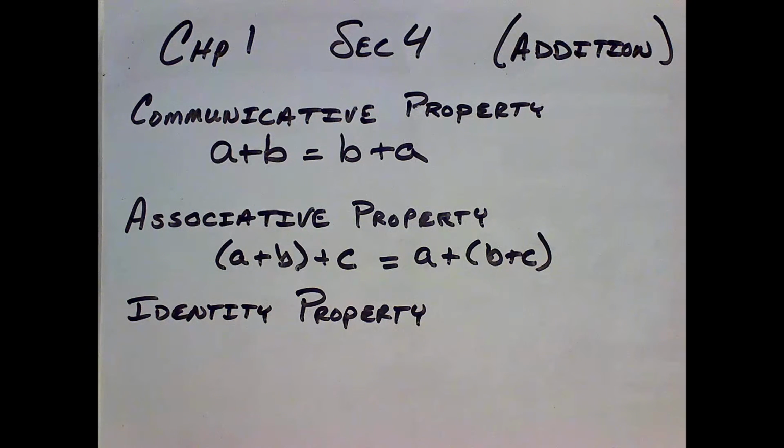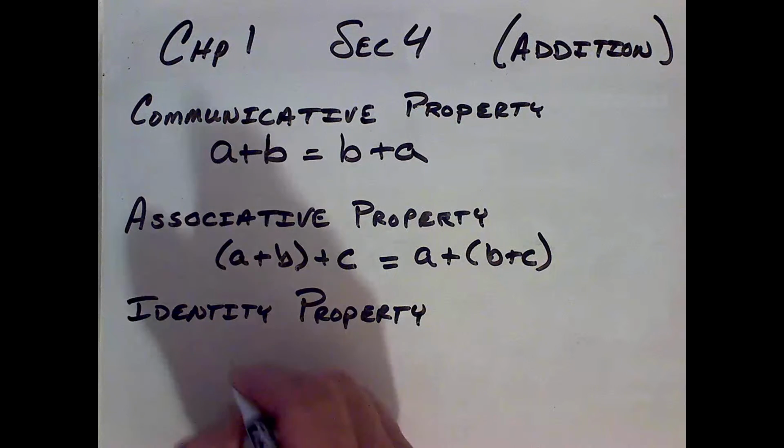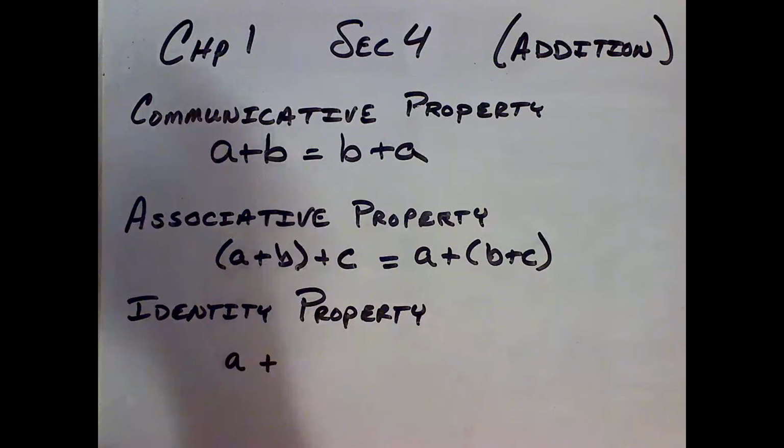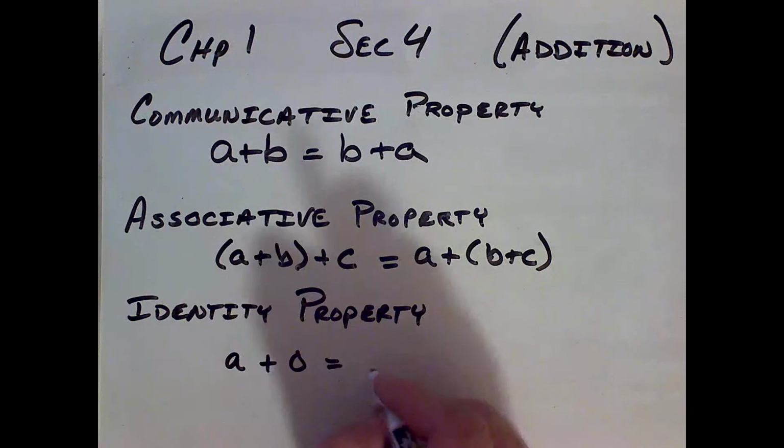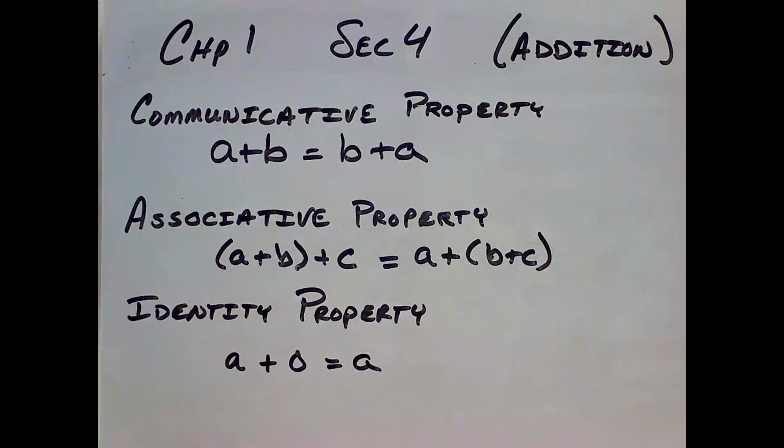Then there's the identity property. The identity property says this: A plus 0 equals A, any number plus 0 equals that number. That's the identity property. Now, this is all the properties of addition.